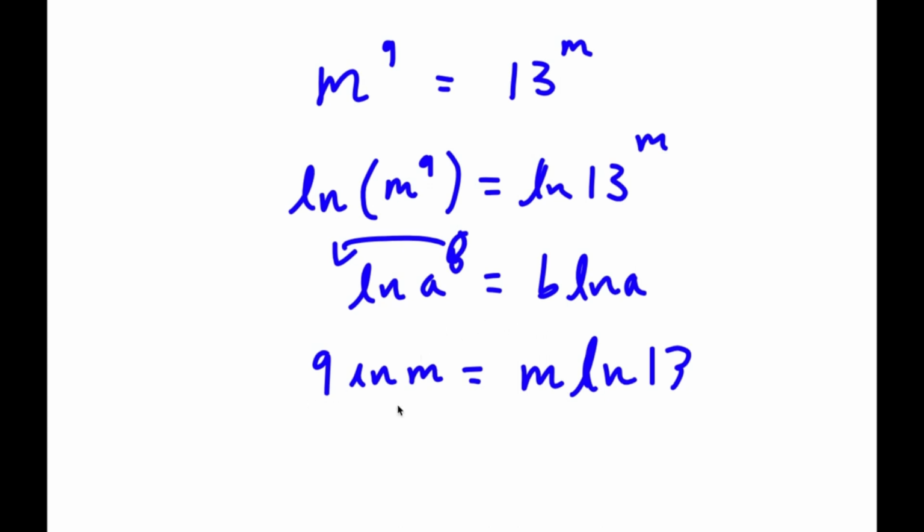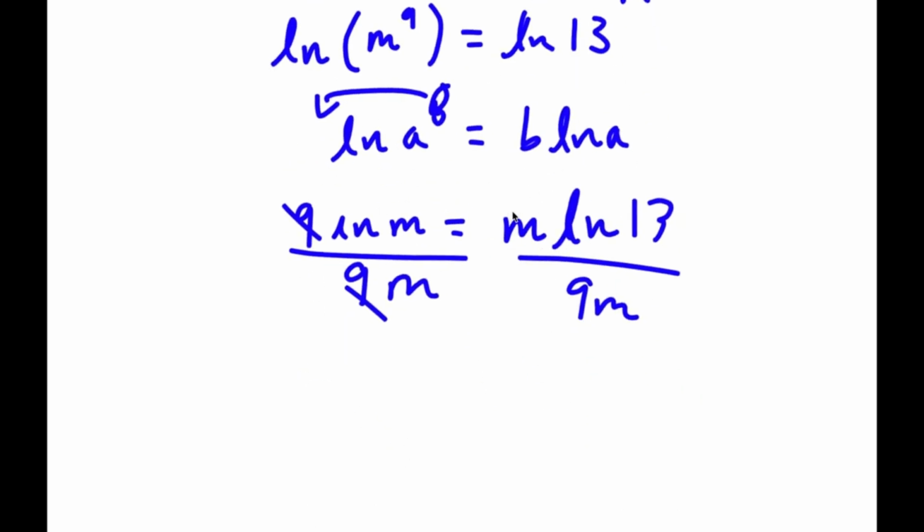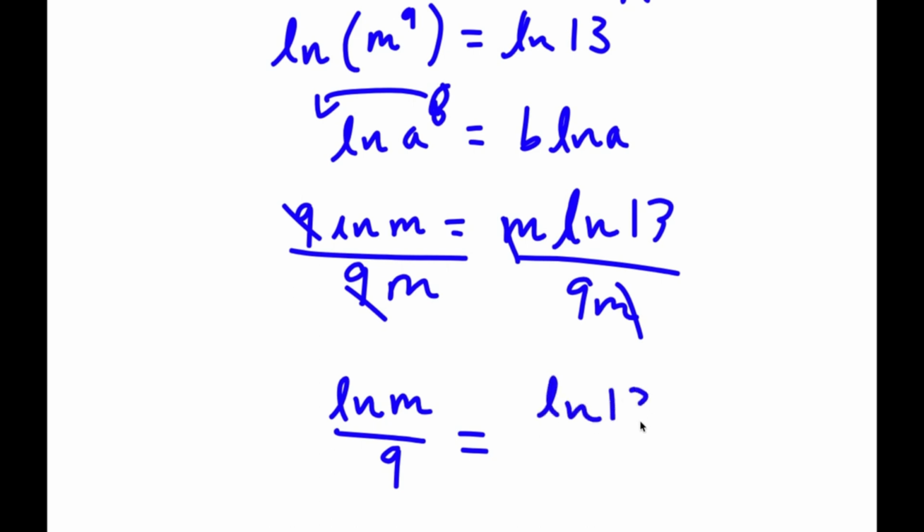Now, if I divide both sides by 9m, these two cancel out, and these two cancel out. So now I have ln m over 9 is equal to ln 13 over 9.